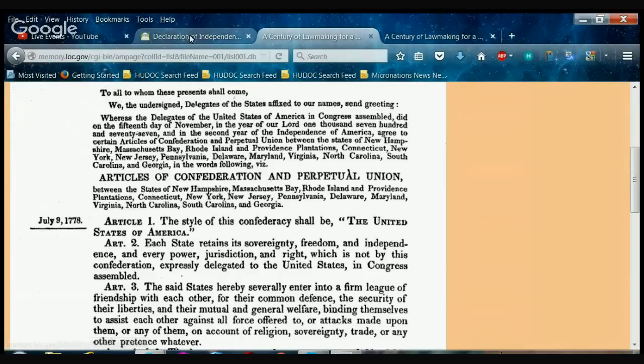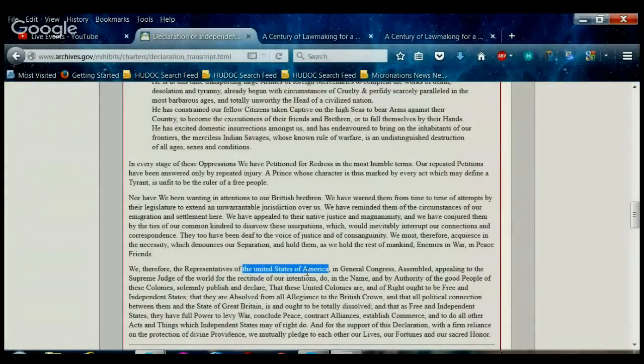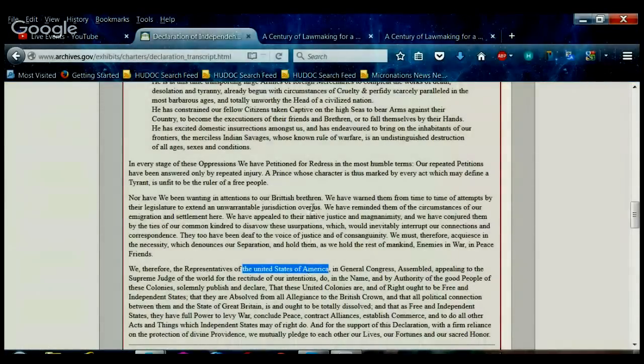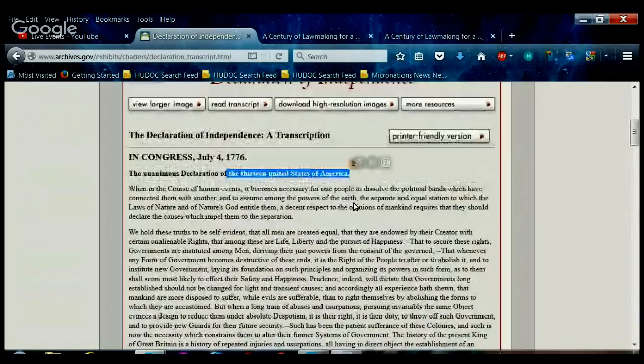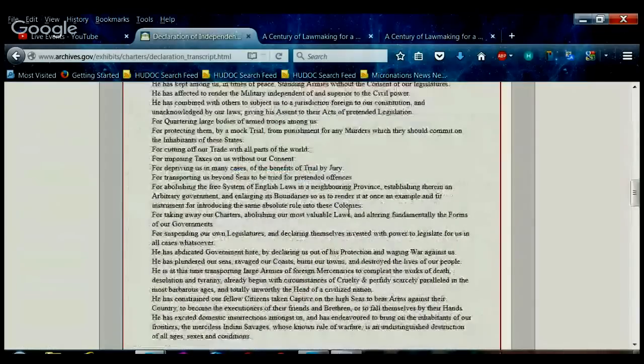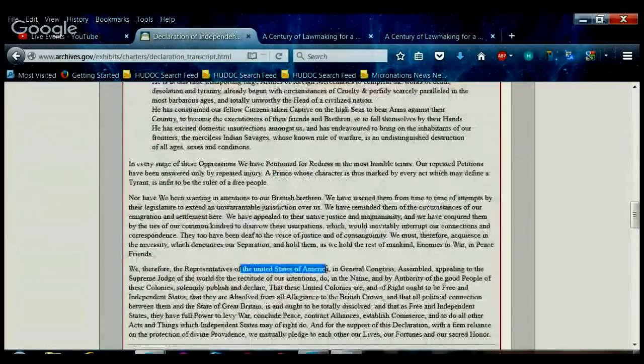Because go back and look at the Declaration of Independence. You've got this right here, and then you have this right here, which is two separate entities. And they're both lowercase u as well. Yeah. So this Declaration of Independence did not have a constitution. It never did.